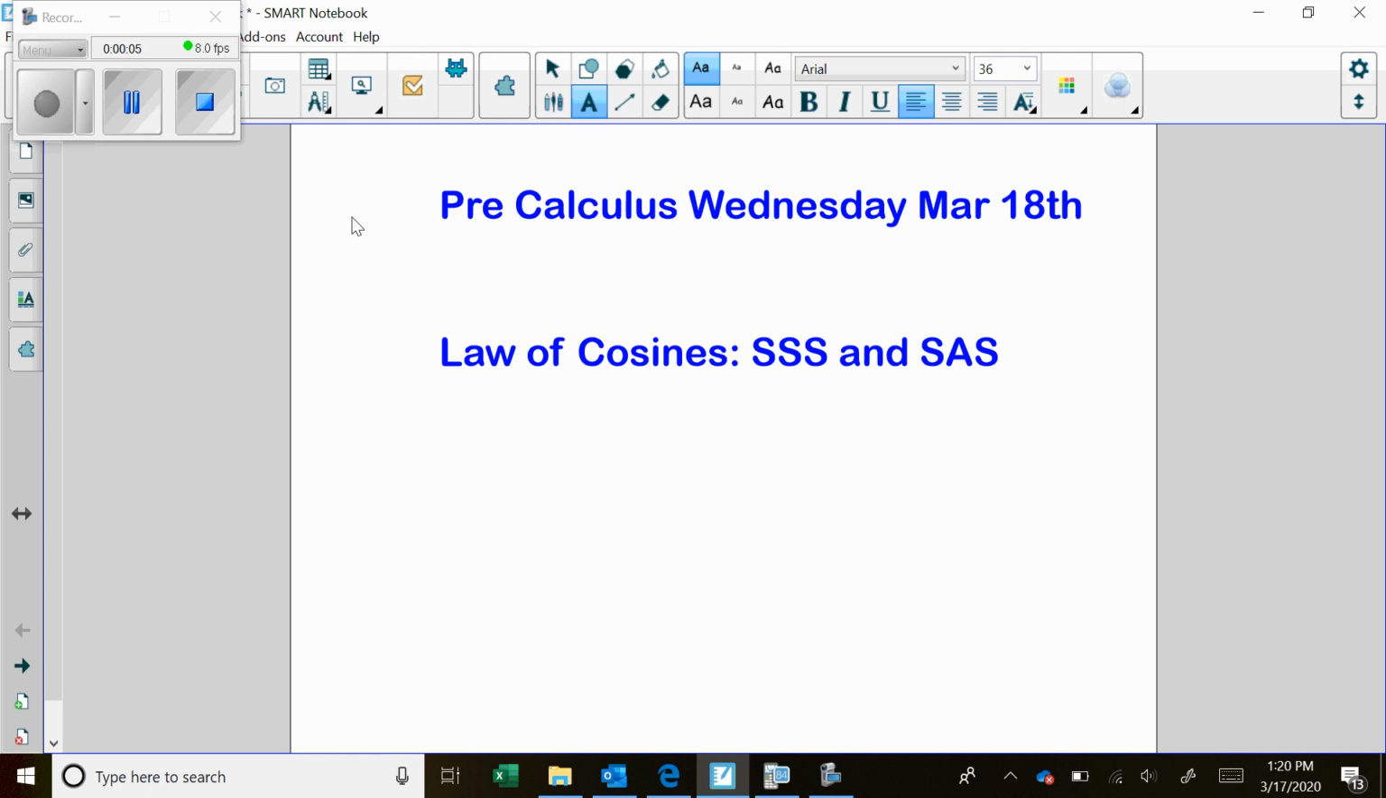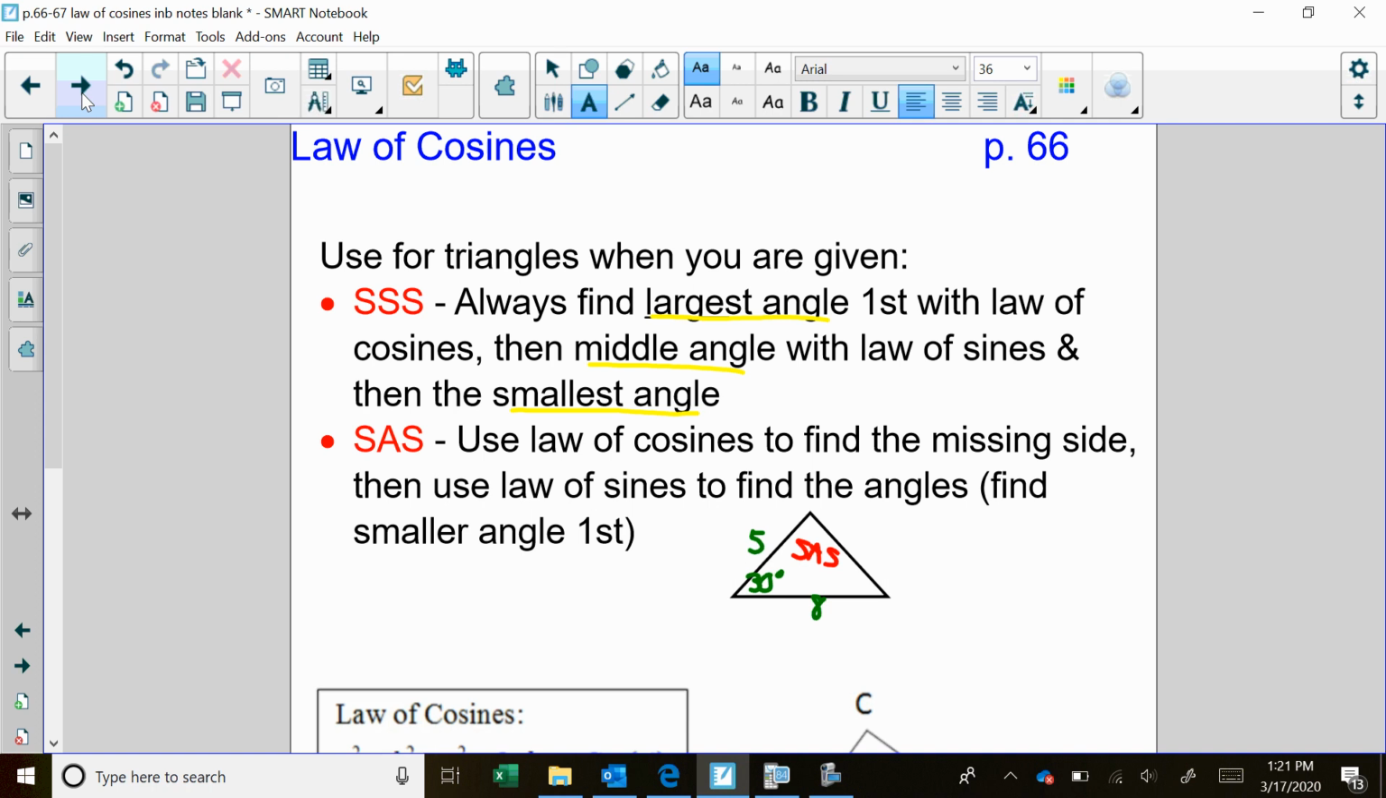Today we're going to finish up our laws and working on triangles. So today we'll be working on the law of cosines, which works for your side-side-side triangles and your side-angle-side triangles. I hope you had success with your law of sines. If you didn't, I hope you contacted me. So here we go. Law of cosines.